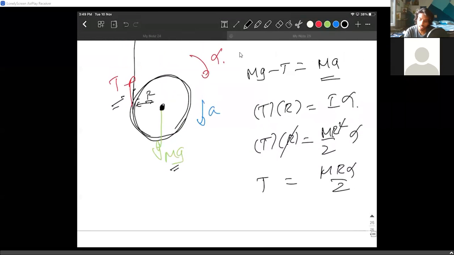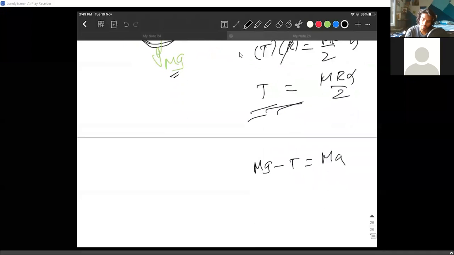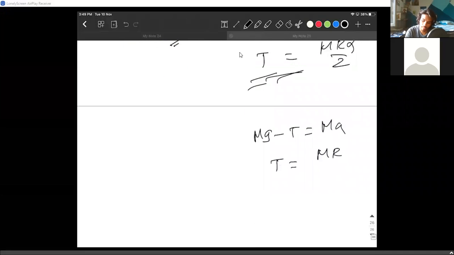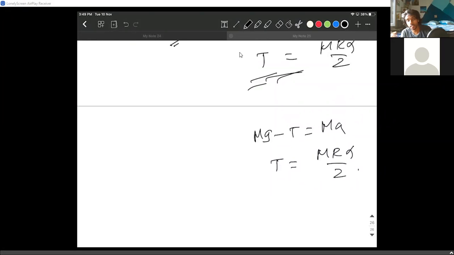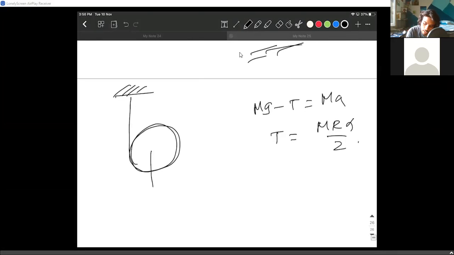What are the equations that we got? I'm going to repeat them here. mg minus T equals ma, and T equals mr alpha by 2. We still don't know the relation between alpha and a. Remember that point, guys. We don't know the relation between r alpha and a until now. Okay, I'm going to take the model again, take the problem again. Now, we all know that the body is going down with a like this. Let me take this part away first of all. We don't need that part.